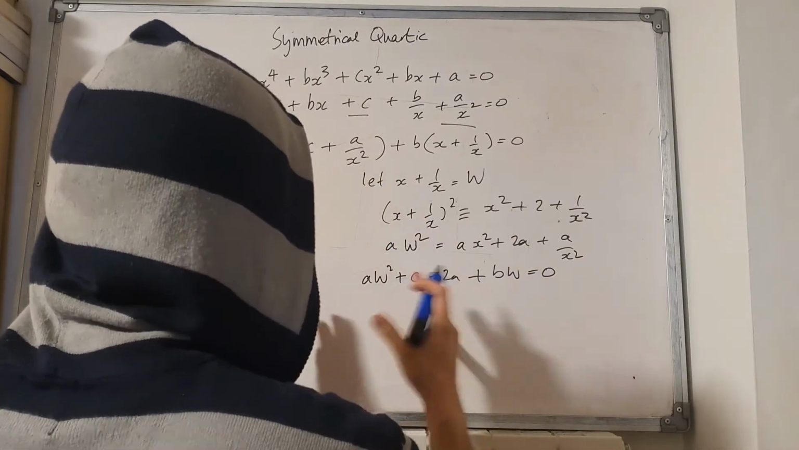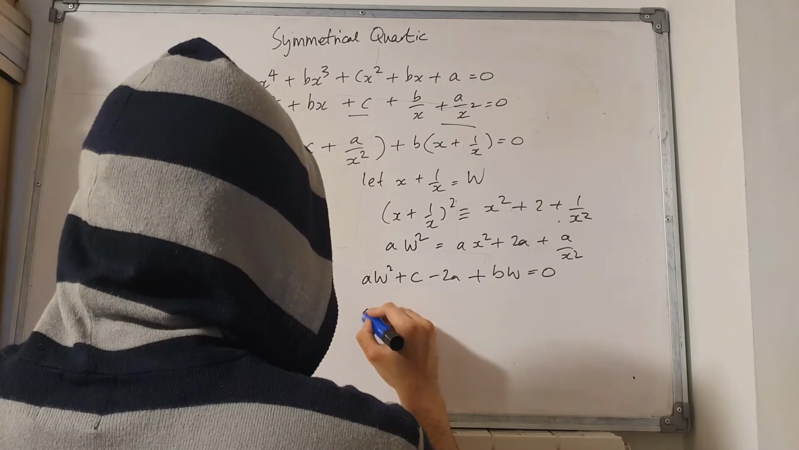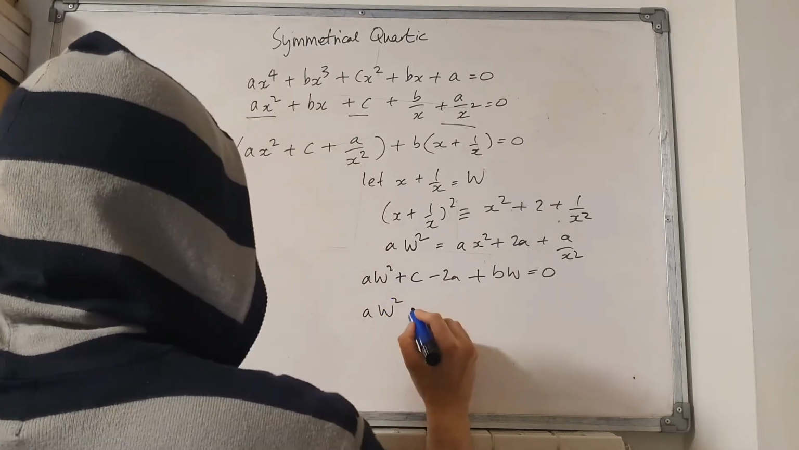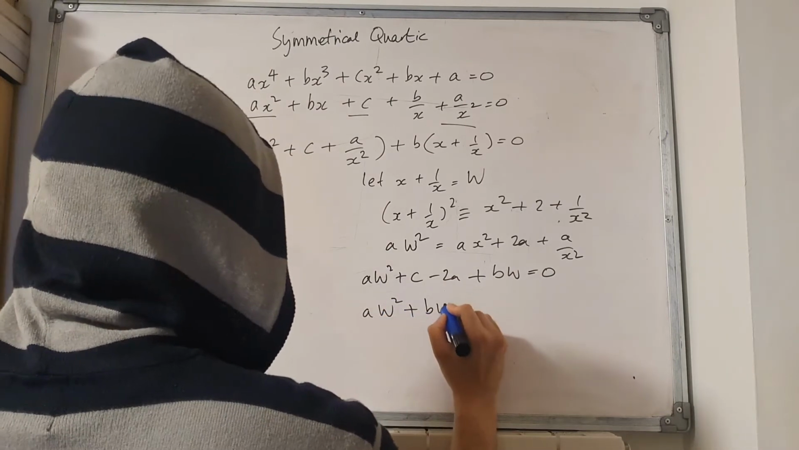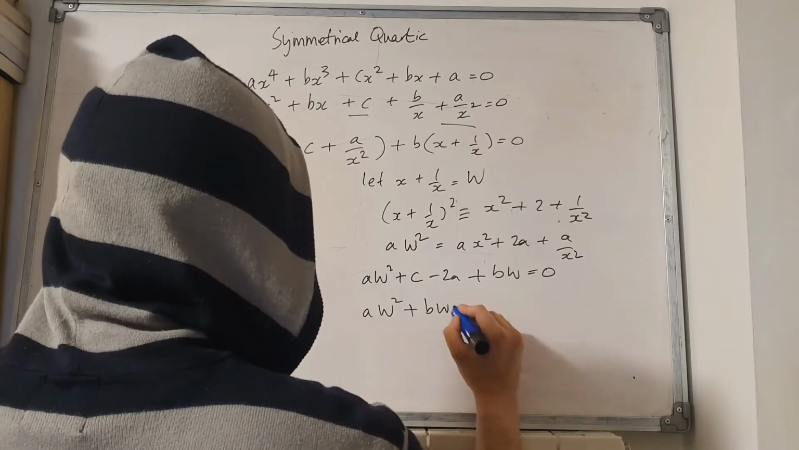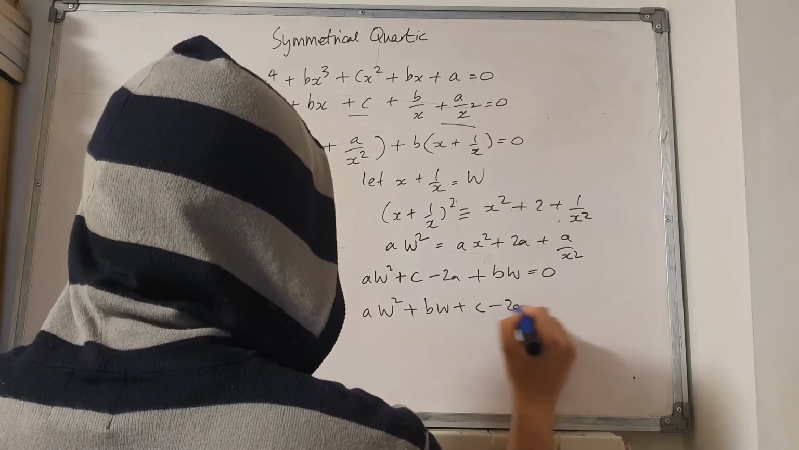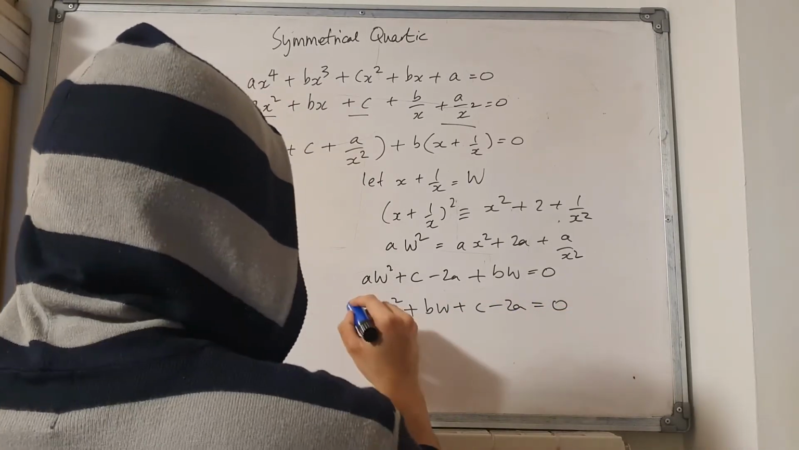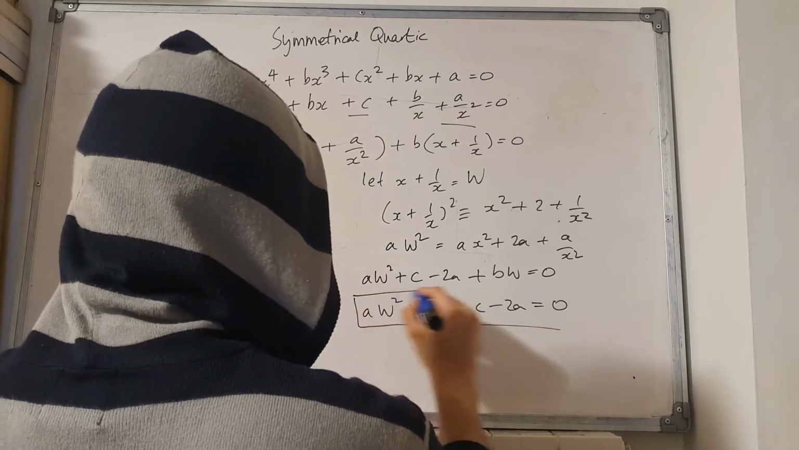So let's rewrite all this in terms of w now. aw squared plus bw plus c minus 2a, and that is equal to 0. So now this is a quadratic. Can you see that this is a quadratic?